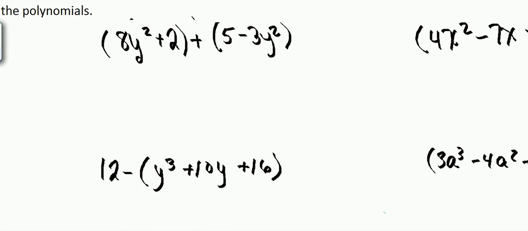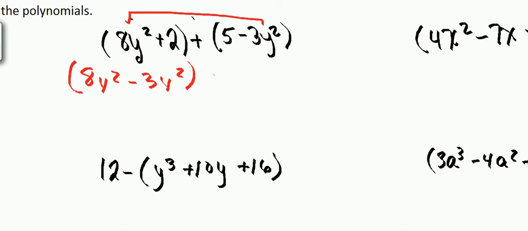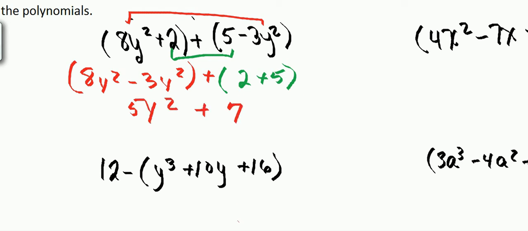Go over to our next one, and this one we'll just combine like terms and do it horizontally. So I'll start with 8y squared. I'm going to combine that with negative 3y squared. These two are like terms, and then I'm going to add it to these two terms. They are like terms. 2 plus 5, so I end up with 5y squared plus 7.